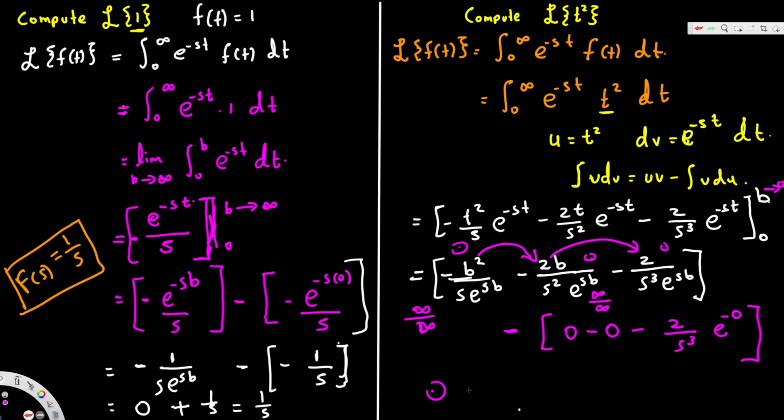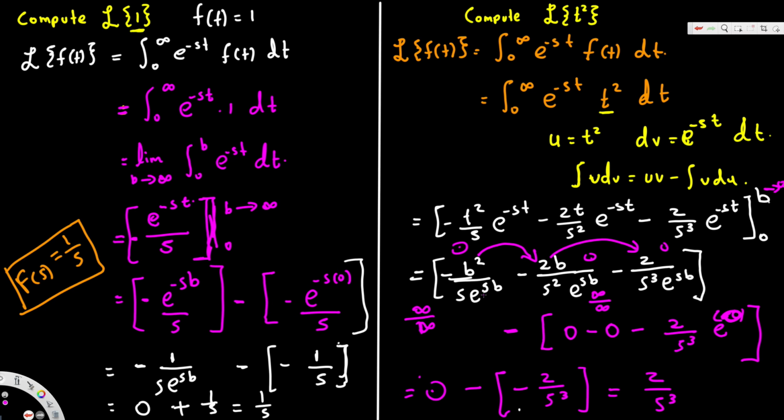So 0 minus, and here we have minus, we put the minus already, and here we have e^(-s times 0). Negative 0 is just 0, e^0 is just 1, and the 2 over s cubed remains the same. And finally minus minus becomes plus, so we will end up with 2 over s cubed.